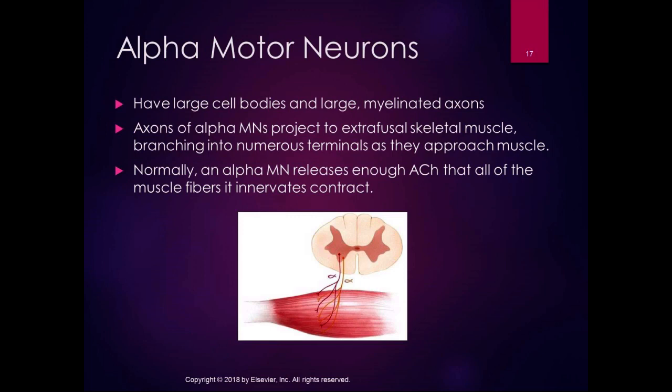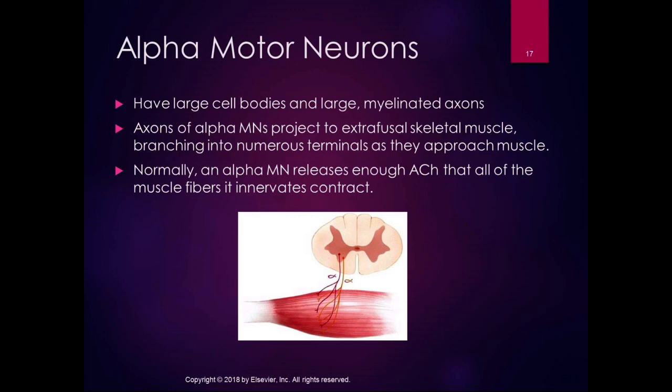So the two types of motor neurons, alpha and gamma, they both have their cell bodies in the ventral horn of the spinal cord. Their axons all leave via the ventral root, just like all of them, and travel through the spinal nerve. And then they travel through the peripheral nerve to reach skeletal muscle.